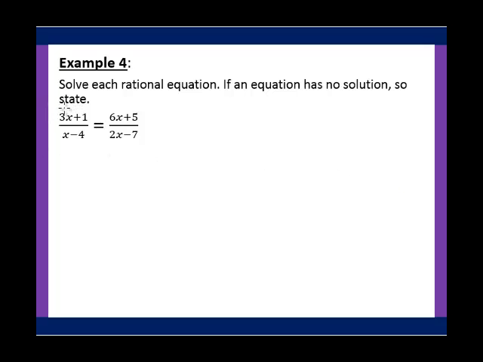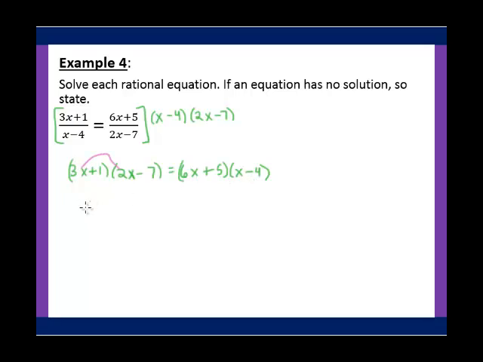Okay, this one's kind of similar. Our common denominator would be x minus 4 times 2x minus 7, but this time the x minus 4's will cancel on the left, so we have 3x plus 1, and we need to multiply it by 2x minus 7. What's going to happen is we will need to FOIL. On the right side, the 2x minus 7's cancel out. We would have 6x plus 5 times x minus 4, and then FOIL that out. So two sets of FOILing right here.